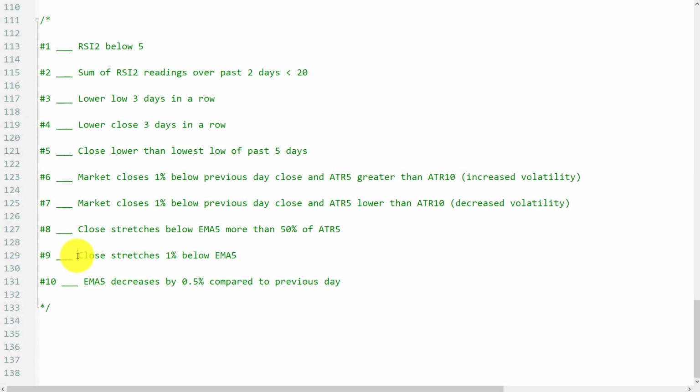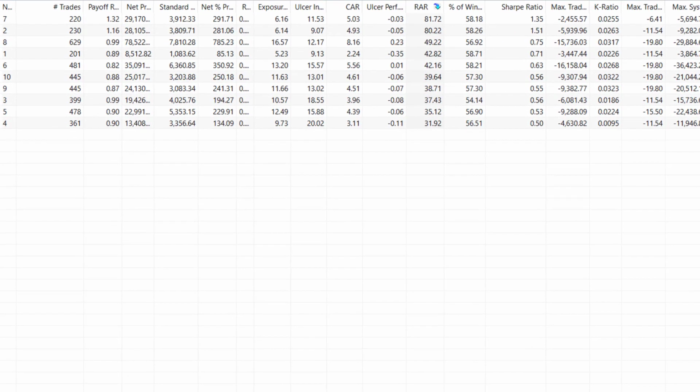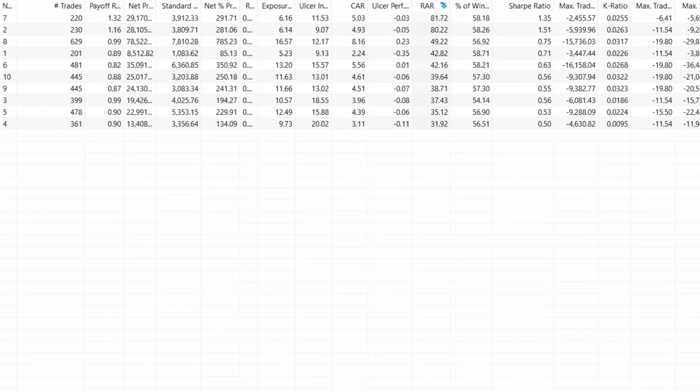Now, very similar rule to the one that I just described is rule number 9, which is that closing price stretches 1% below the exponential moving average. So I'm not using the ATR, but I'm just working with a fixed percentage, which is 1%. And then also rule number 10 is that the exponential moving average decreases by 0.5% compared to previous day's exponential moving average. So having gone over all these, let's have a look at how they compare.